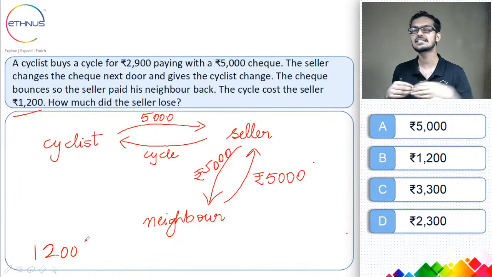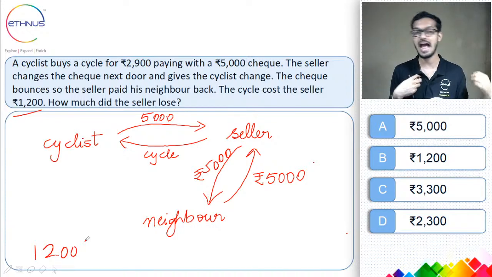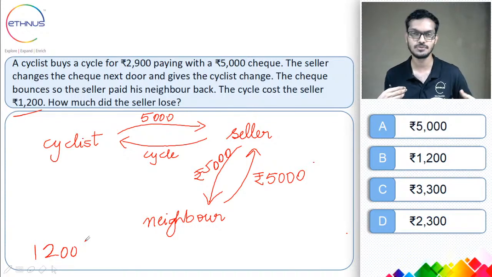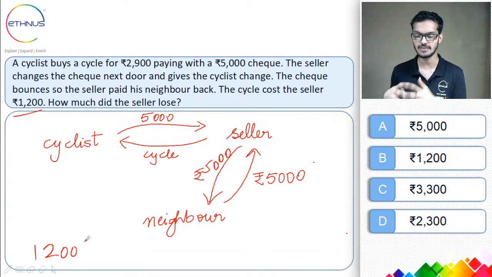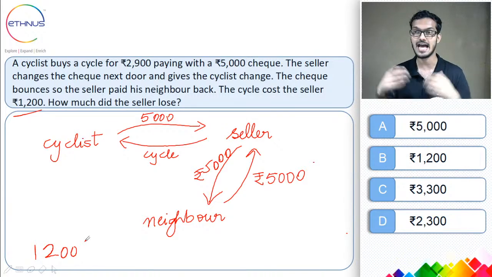Okay, and when he's paying back the neighbor, he will add the remaining amount from his pocket to make it 5,000. And what is that remaining amount? That remaining amount is 2,100. Okay, the remaining amount 2,100, the seller will add from his pocket, and he will give back to the neighbor to make it 5,000.